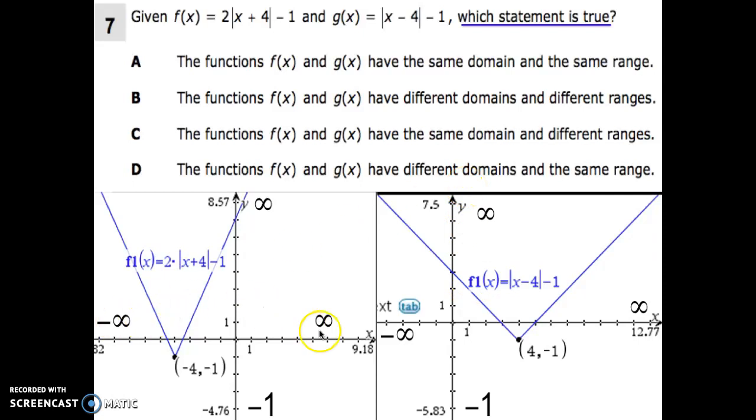So you notice that they have the exact same domain, and they even have the exact same range. Even though the vertices are different, it does not change the fact that the domains are the same because they're both V-shapes, and the range is the same because their lowest y values are both -1. So the answer is A.